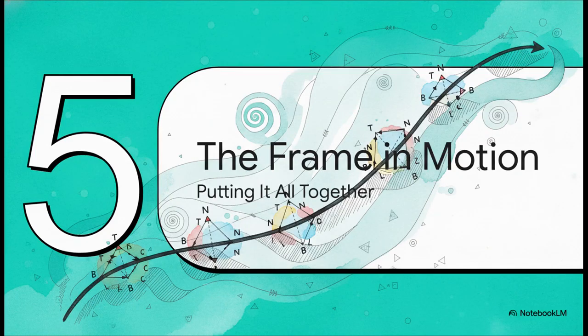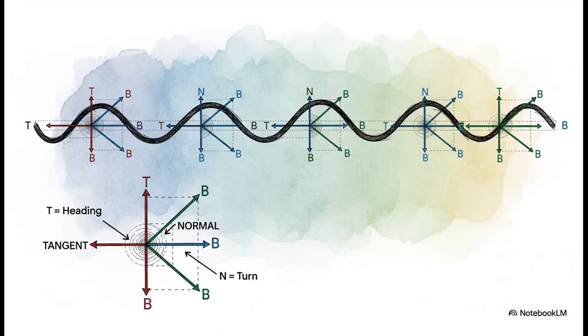Okay, so let's put it all together now. Let's visualize how T, N, and B all work together as one single unit, moving along a path. So just imagine a point moving along that helix. And as it goes, you can picture this three-pronged TNB coordinate system moving and rotating right along with it. It's pretty cool. At every single moment, that frame gives us a perfect, crystal-clear description of the object's orientation in space, its heading, its turn, and its tilt.